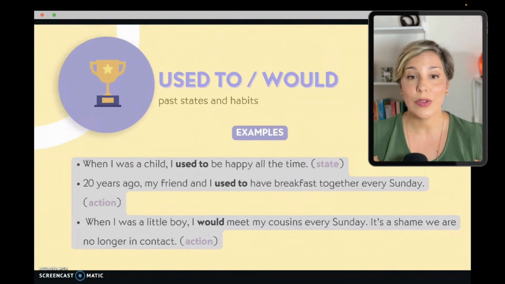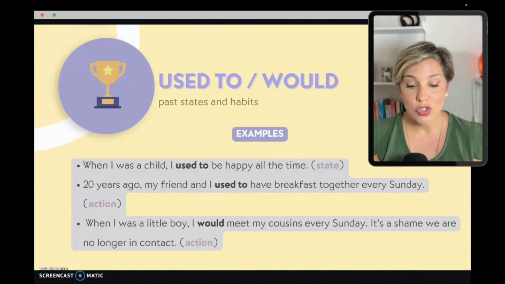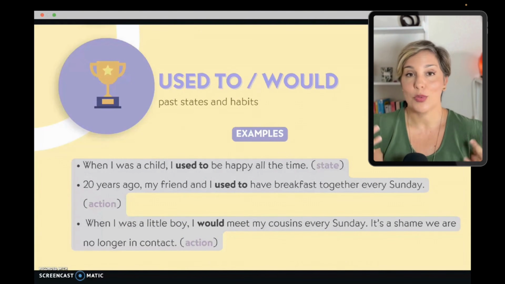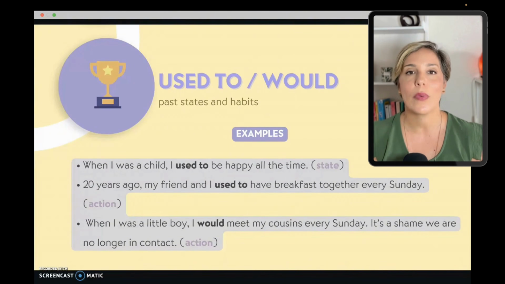So as you can see on the screen, you have, when I was a child, I used to be happy all the time. Now, if you look at the verb to be happy, we're talking about a state, because to be happy is not an action, it doesn't require movement. So whenever you're talking about states, you can only use used to. So this is the only correct answer: I used to be happy all the time.